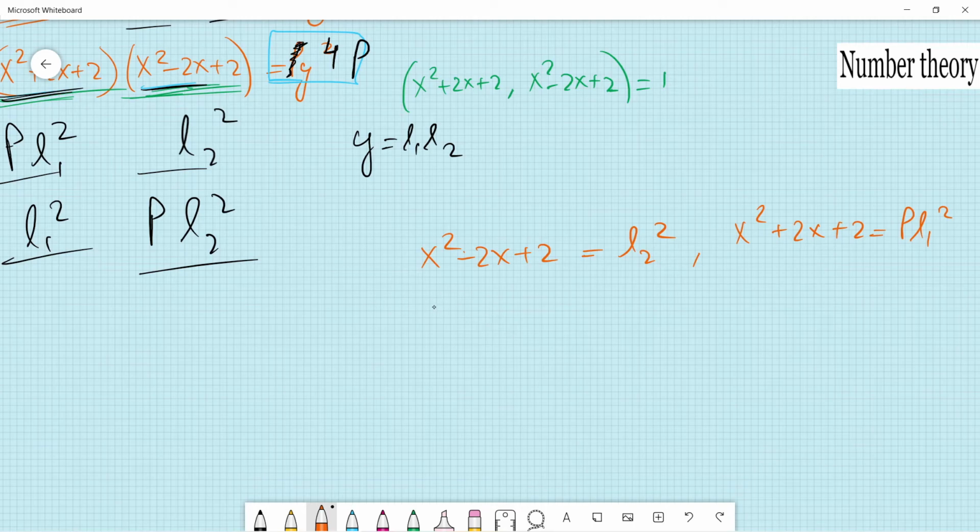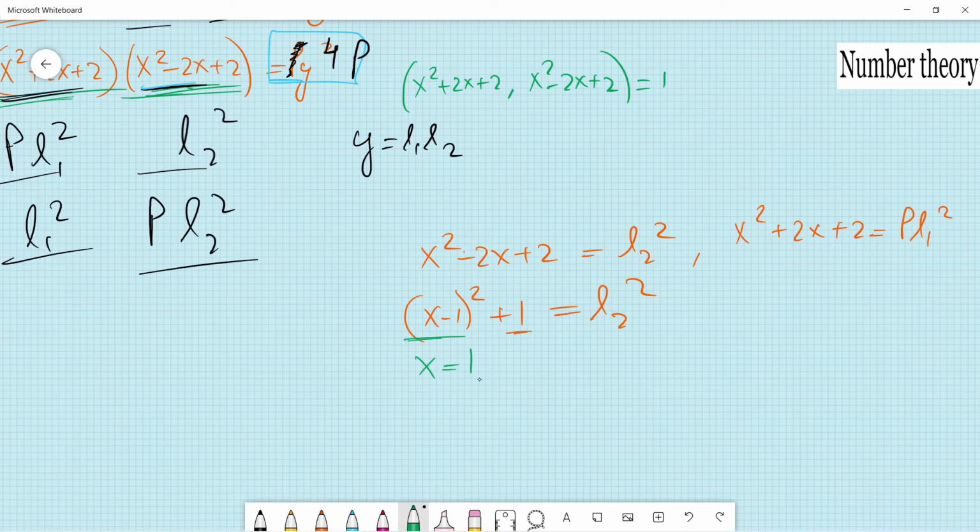So from here we can write this as x minus 1 whole square plus 1 equals l2 square. What this is saying is, we add 1 to a whole square, we get another whole square. This never happens except when we add 1 to 0. 0 is a whole square. If we add 1 to 0, we get another whole square. Except this case, we never get another whole square. Add 1 to 4, you'll get 5. You'll never get another whole square. So for this equation to be true, this term has to be 0. So x has to be 1.